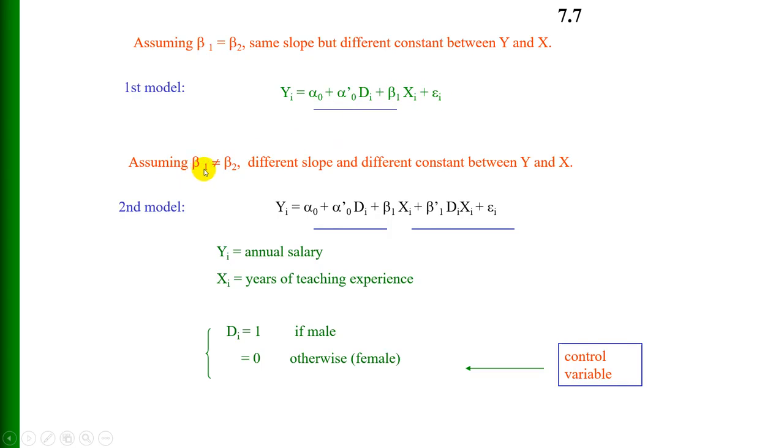And if we assume that beta 1 is not equal to beta 2, then the slope is different and the constant is also different between y and x. Then we have this model: yi equals alpha naught plus alpha naught prime di plus beta 1 xi plus beta 1 prime di xi plus epsilon i, where yi is the annual salary and xi is the years of teaching experience. The dummy di is equal to 1 if the respondent is male, and 0 otherwise, that is, 0 is the female. We also take female as the control variable, the base category.